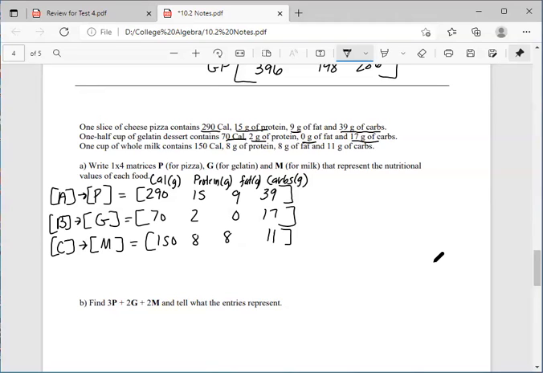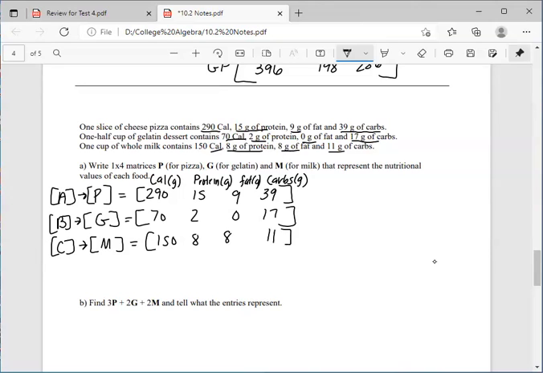The very next question says, well, what happens, or what would you get if you did 3P plus 2G plus 2M? And they're saying, well, what is that even talking about, right? So what that's talking about is if we had, so sorry, here's the milk.